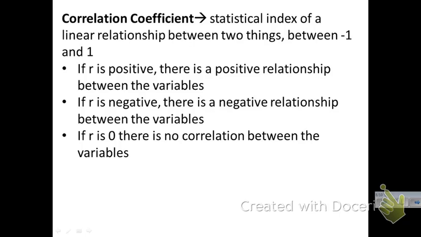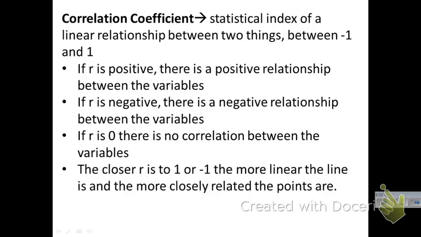If R is 0, then there is no correlation between the variables, and we get a scatter plot like this. We don't quite know what is going on with our values, and that would describe no correlation. The closer R is to 1 or -1, the more linear the line is, and the more closely related the points are. What it means is if you get 1 or -1, those values will line up exactly so that it is linear if it's +1, or they'll line up exactly like this if it is -1. The closer that R is to 1 or -1, the more linear it becomes.